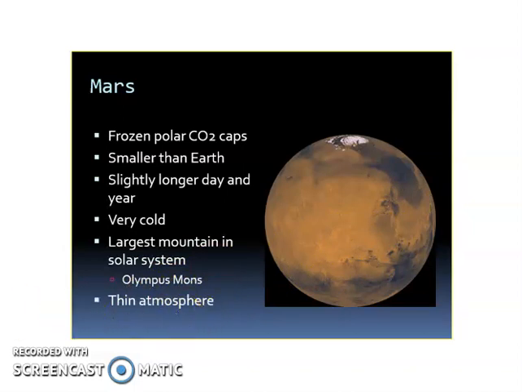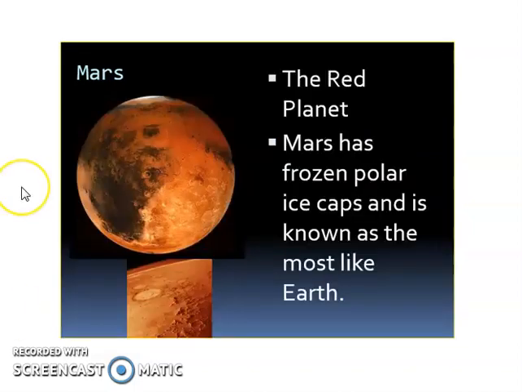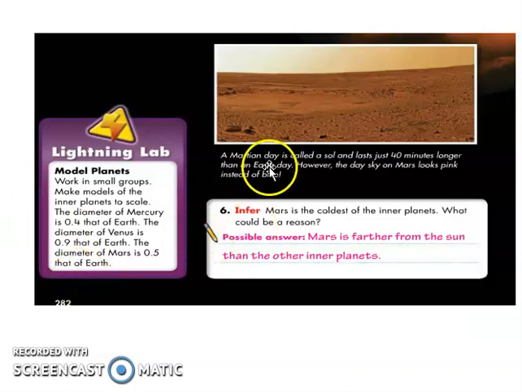And then it has a thin atmosphere. Another is Mars is called the red planet. Mars has a polar ice cap like here on Earth, like the North Pole. So here, a Martian day is called a sol that lasts 40 minutes longer than Earth's day. However, the day sky on Mars looks pink instead of blue.